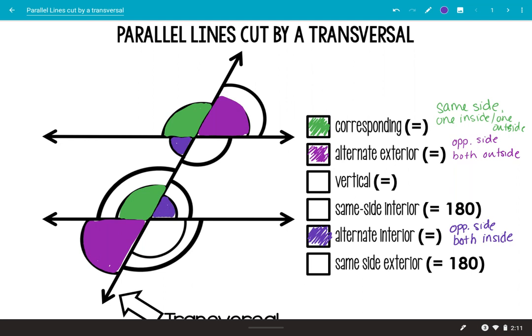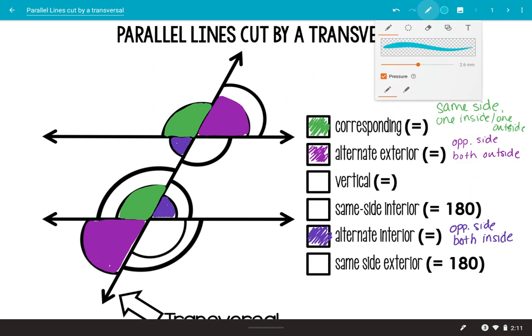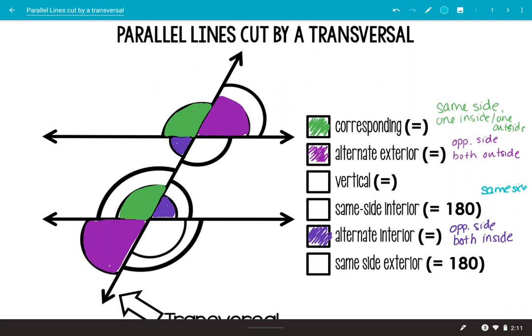So the next ones I want to do is same side interior. So same side means they're on the same side of that transversal line, the line going up and down, and interior means on the inside. So same side interior. So if we pick this one, same side, and then they're both on the inside of the two parallel lines.